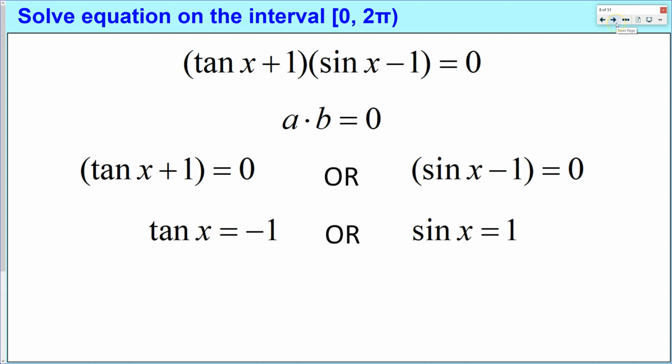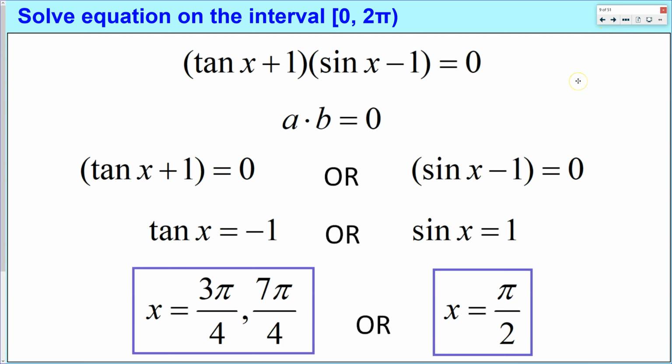So if we grab those locations off the unit circle just by thinking about the unit circle or kind of walking through that one, we get 3 solutions in total for this problem. 3 pi/4, 7 pi/4, and pi/2.